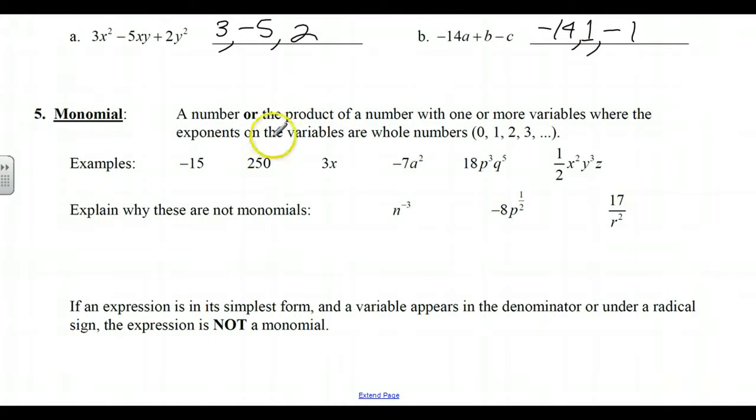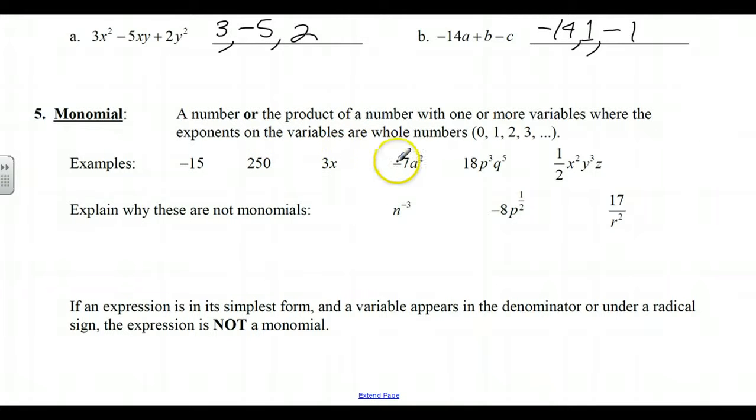Monomial, a number or the product of a number with one or more variables where the exponents on the variables are whole numbers, such as 0, 1, 2, 3. Examples. Negative 15 is a monomial. Monomial simply means one term. 250. So any number is a monomial.